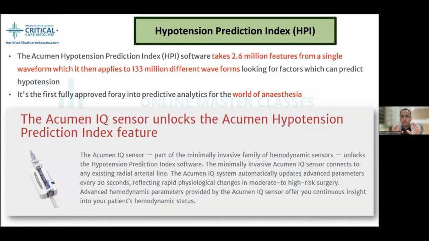So it is not so easy. It takes multiple factors with pre-entered data, and it takes the data from the patient to give a hypotension prediction index every 20 seconds. So it's the first fully approved foray into predictive analytics in the world of anesthesia. Till now, as we know, our action was reactive, but this is one of the modalities where we can predict some sort of event and troubleshoot before the onset of hypotension.